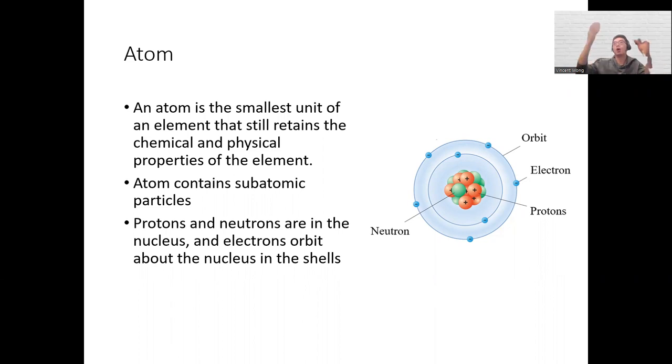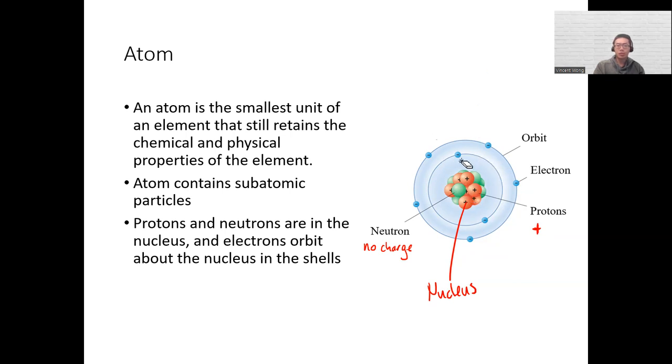And it will have the same chemical and physical properties as the element. So let's say we take the element carbon, right? All the carbon atoms would have the same chemical properties as well as physical properties as the entire chunk of carbon. Individually, each atom retains that property. The atoms themselves are made up of subatomic particles. There is usually a central place in the center called a nucleus. The nucleus is made up of neutrons, which have no charge, as well as protons, which have positive charge. P for protons, P for positive. So the protons and the neutrons make up the nucleus.